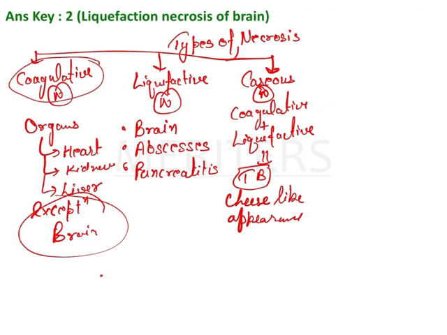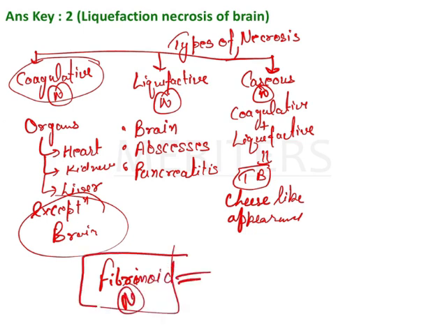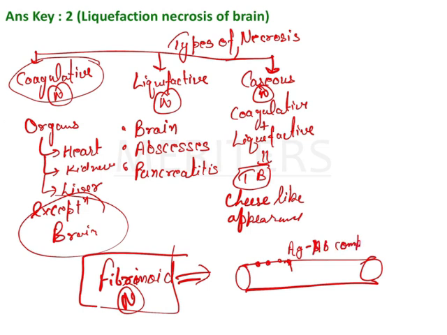Now one more necrosis given in the options here is fibrinoid necrosis. Now this is something very interesting. Actually what happens, the blood vessels are there. On the walls of these blood vessels, there is a deposition of antigen antibody complex. So these are certain antibodies which will be forming complex with the antigen, and they will be deposited on the walls of blood vessels.